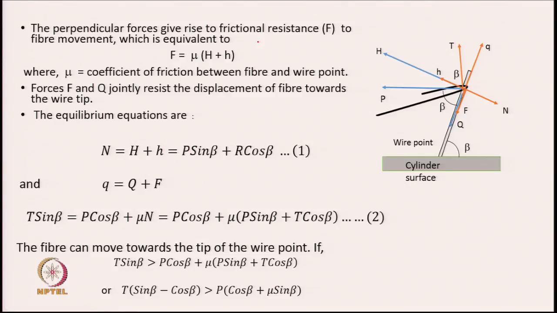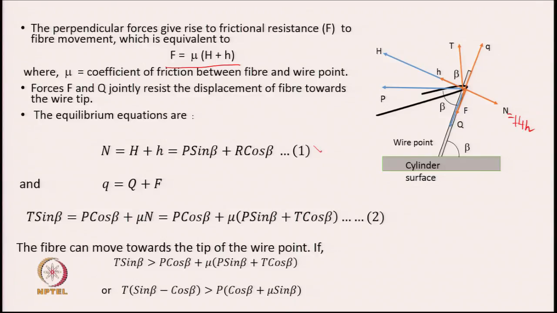So, the frictional force which is acting on the fiber is F, and F is mu into capital H plus small h. So, N, the normal force, is capital H plus small h, and mu is the coefficient of friction between the metallic wire point and the fiber. Therefore, the frictional force which is acting on the fiber, F, equals mu into capital H plus small h.